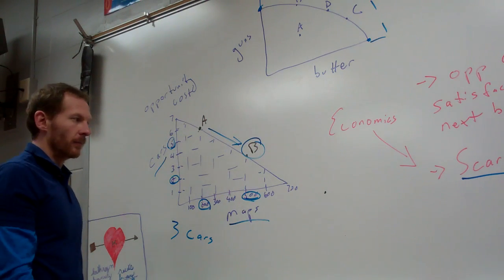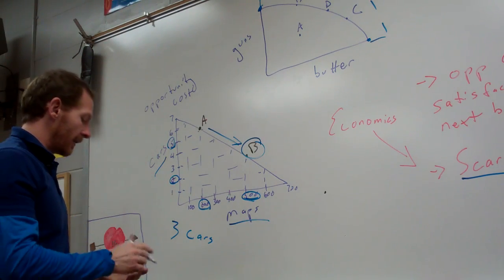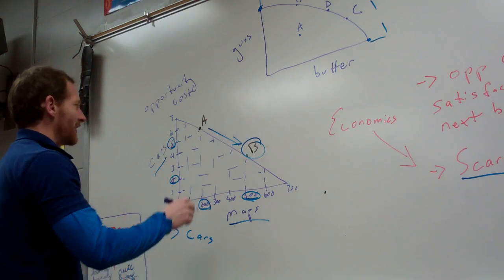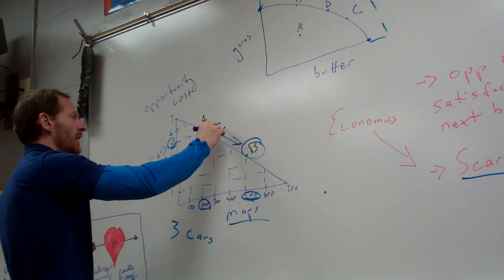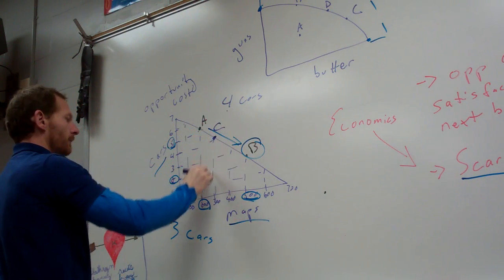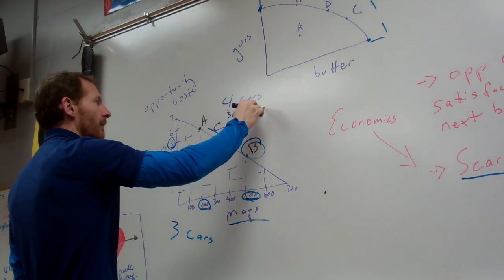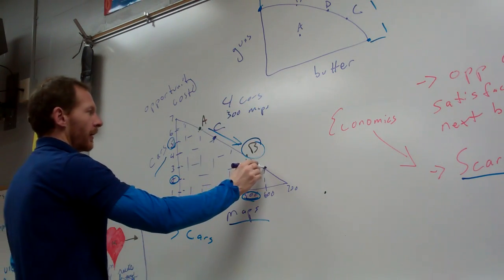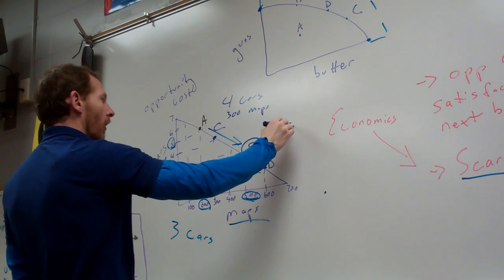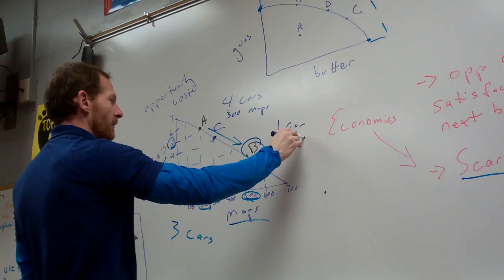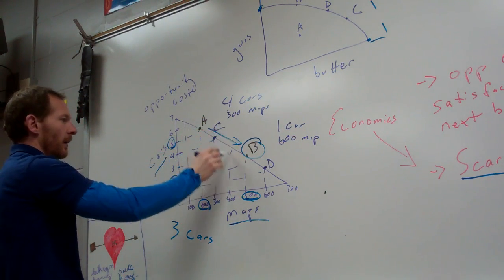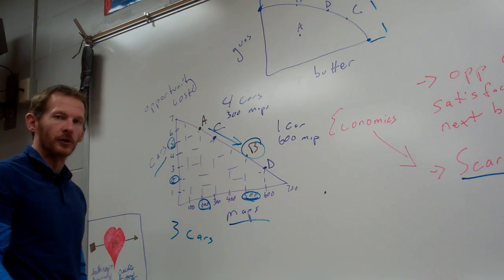We can do another one if you like, and since no one's really here, I guess you really can't object to it. Let's say we're here at point C. Point C has 4 cars and 300 maps. And let's say we want to go here to point D. Point D has 1 car and 600 maps. If we want to go from point C to point D, how many cars are we having to give up?